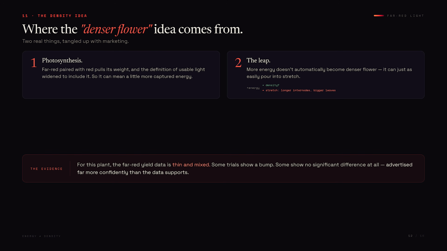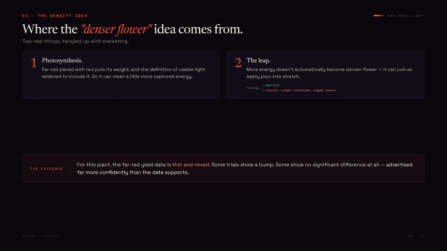So where does the density idea even come from? Two real things, tangled up with a lot of marketing. First, photosynthesis. For years, the official definition of usable light stopped at 700 nanometers.